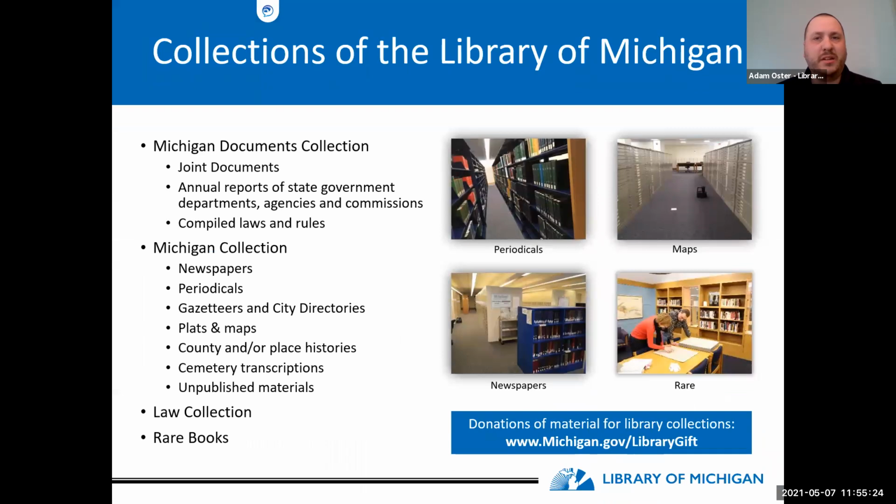When it comes to the individual collections within the Library of Michigan, if you're talking with staff, the nomenclature we use is that we divide everything by main headings. We have the Michigan Documents Collection, which focuses on everything from the compiled joint documents produced by the state of Michigan during the first few decades of the state's history, where you have all these different things compiled together.